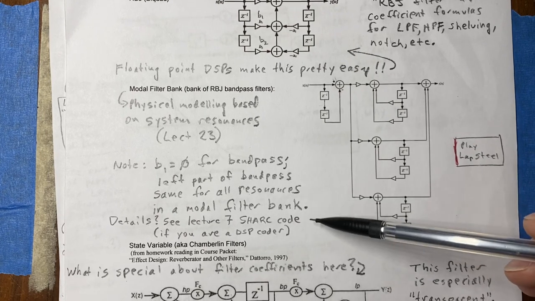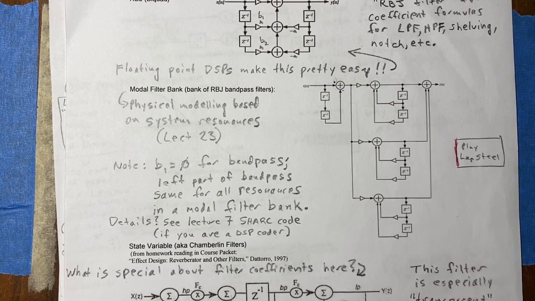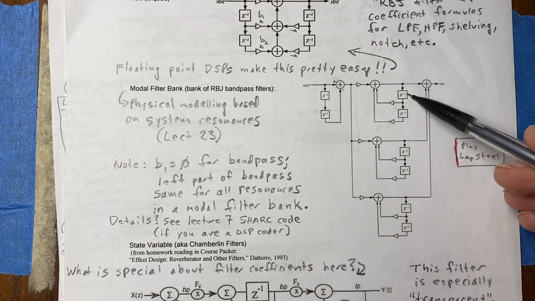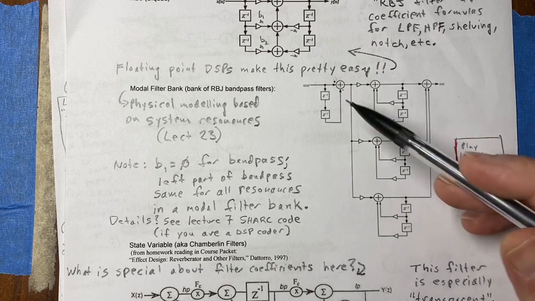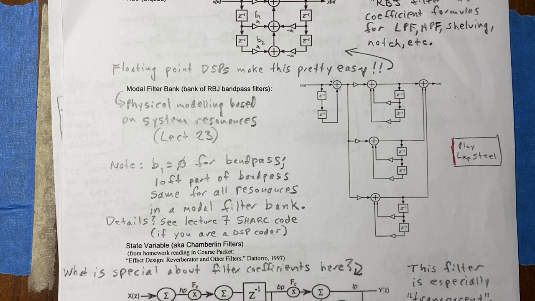If you're interested in the details, you can look back at lecture 7. I gave some example Shark code. If you're into DSP coding, you can see that each one of these bandpass filters in a modal filter bank like this was implemented in 1.5 instruction times. So very, very fast.